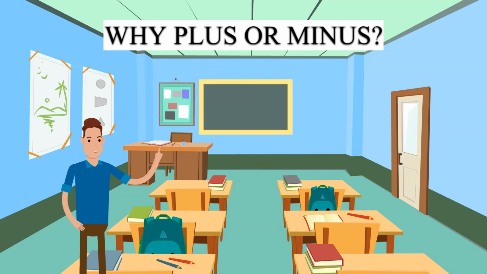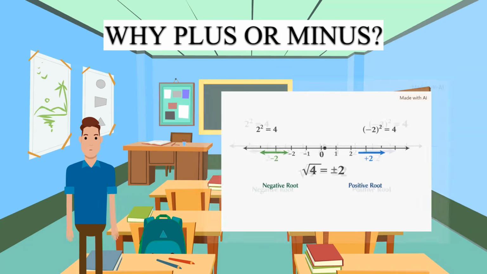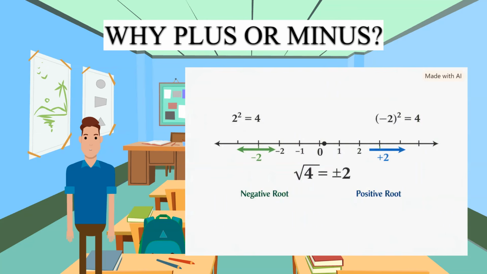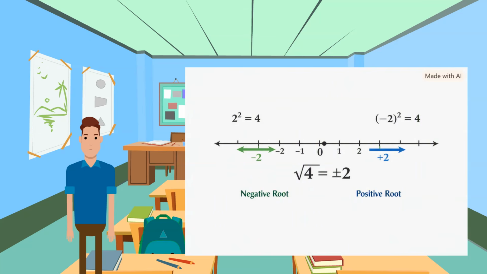This plus or minus sign is extremely important. Both 2 squared and negative 2 squared equal 4. So when solving an equation involving a squared expression, we need to consider both positive and negative solutions. Forgetting the negative solution is a common exam mistake.